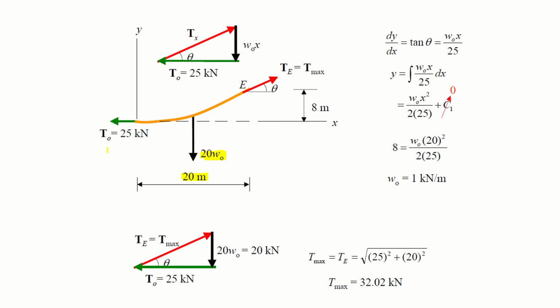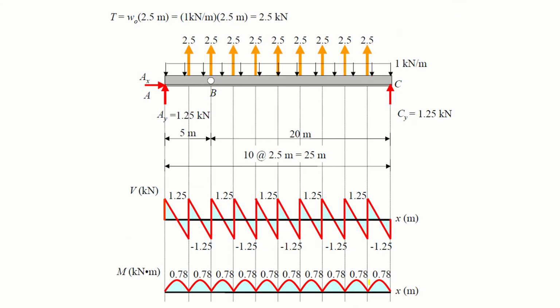So T naught is our base in this triangle, and W naught X is our perpendicular, right? And we know the value of W naught. We don't need to use this equation this time because we already know W naught. So just put the value of 20 into W naught, which is 20 kilonewton. You know the value of T naught, so you will get the maximum value at support E. So TE is equal to the square root of 25 squared plus 20 squared, which is equal to 32.02. This is our maximum value of tension in the cable.